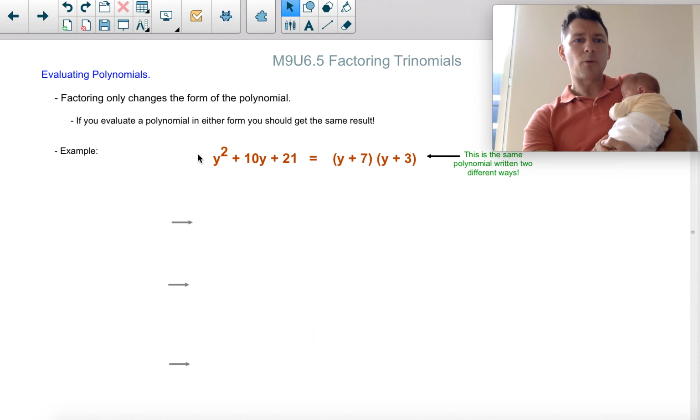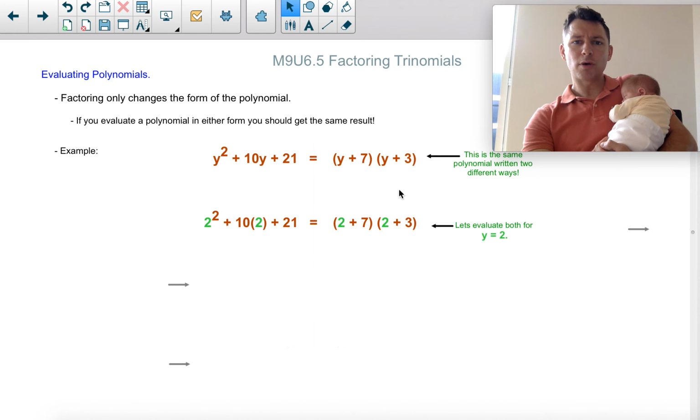I wanted to show you this. This I've factored for us. I've turned y squared plus 10x plus 21 into this mess. Fine. I wanted to show you that when you evaluate this and this, evaluate means plug in a number and solve. Let's plug in 2 just for fun.